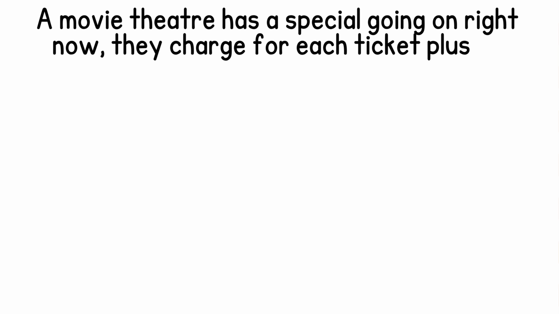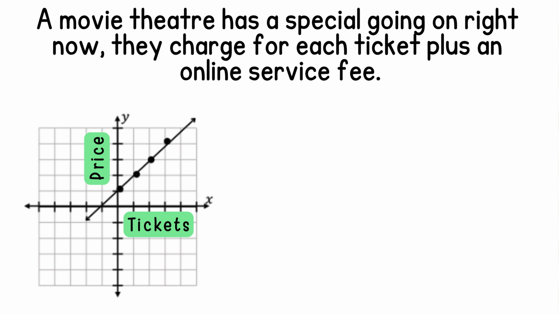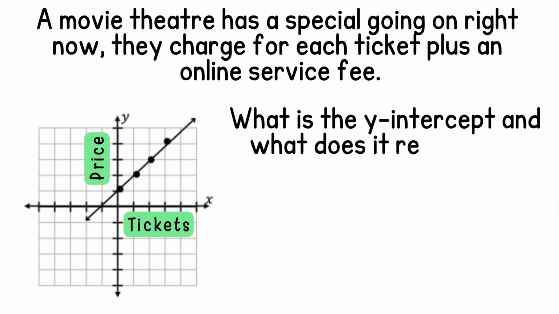A movie theater has a special going on right now. They charge for each ticket plus an online service fee. This graph represents this special, where x represents the number of tickets and y represents the total price. What is the y-intercept and what does it represent?